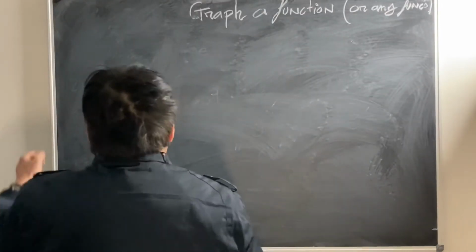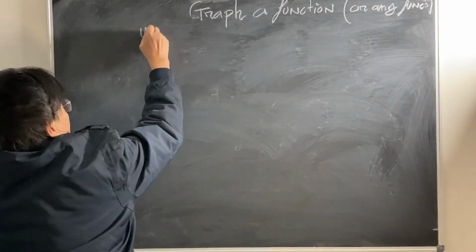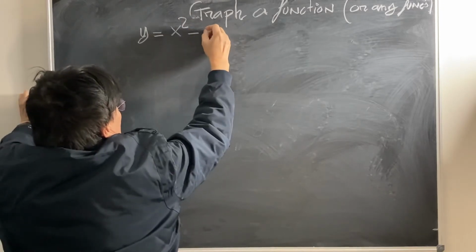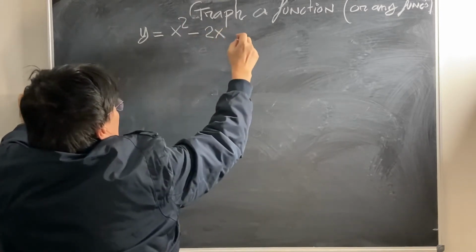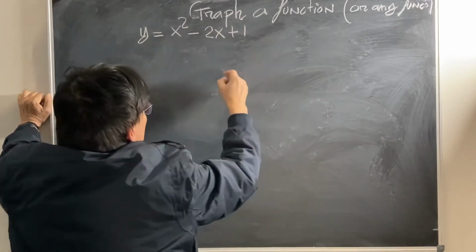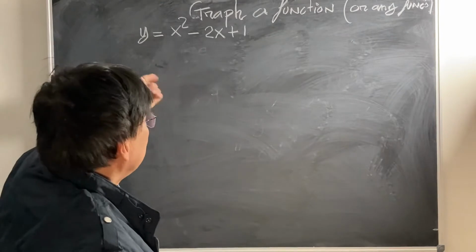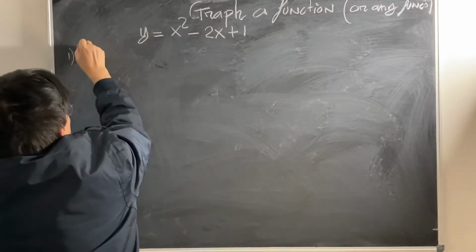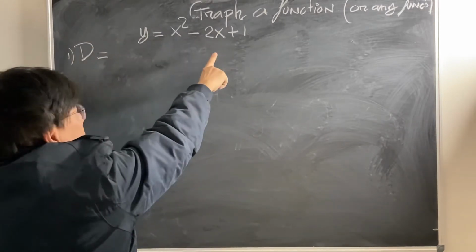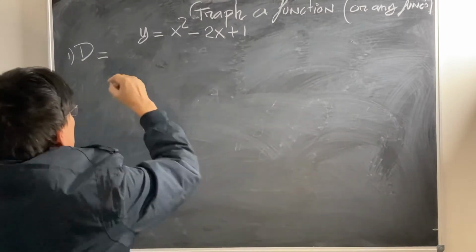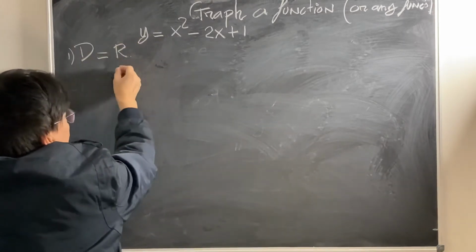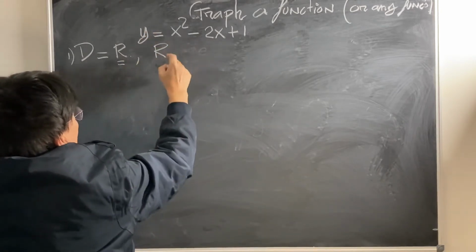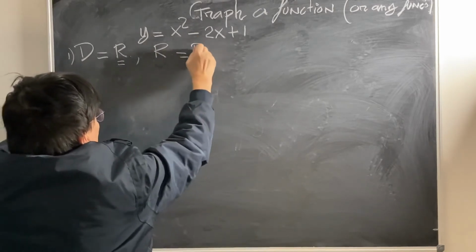Okay, let's go with the easiest example first. Let's say y equal x squared minus 2x plus 1. Well, we know it's a parabola, but suppose you don't know. Now the first step, we find domain and range. So number 1, domain. This function can have any value of x, so domain equal R, the set of real numbers, and then range also equals real.